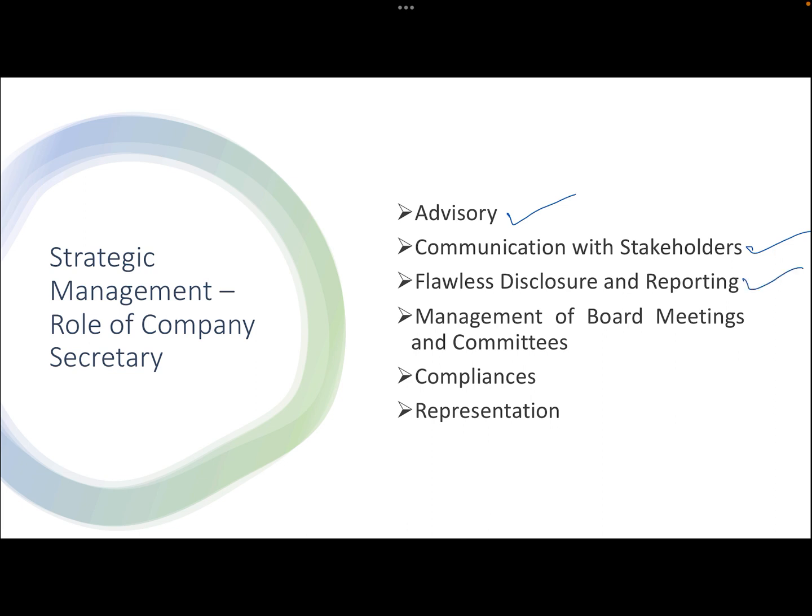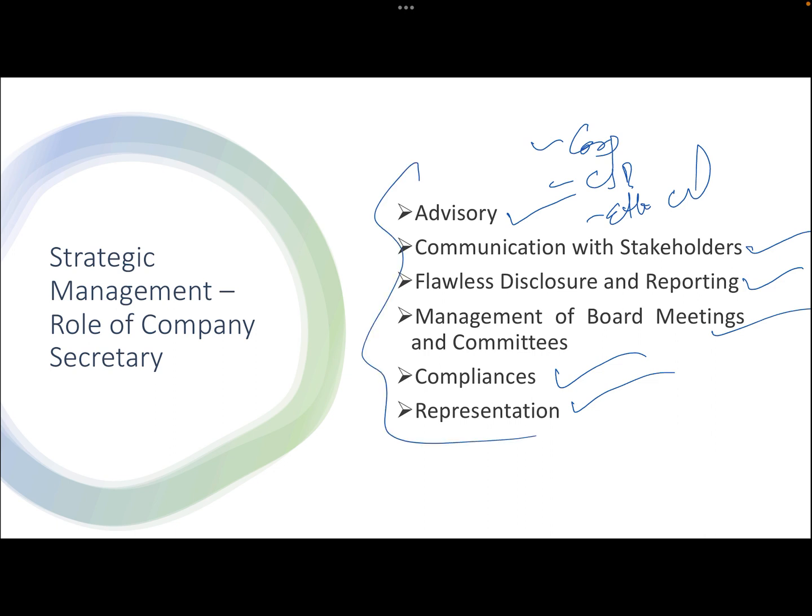Further, which one is more critical from the role perspective, it is flawless disclosure and reporting. Complete reporting of what decisions are taken and how we are progressing. The entire disclosure and reporting is a role of the company secretary, followed by management of all the board meetings and committees, and tracking whether the company is performing as per the agenda or as per the MOMs of board meetings. Another bread and butter of a company secretary is ensuring that the company is following all the compliances required for new initiatives or existing initiatives. And finally, the last one, he represents the company in many discussions with respect to corporate governance, CSR, and ethical practices, everything. So these are the roles of the company secretary in strategic management.